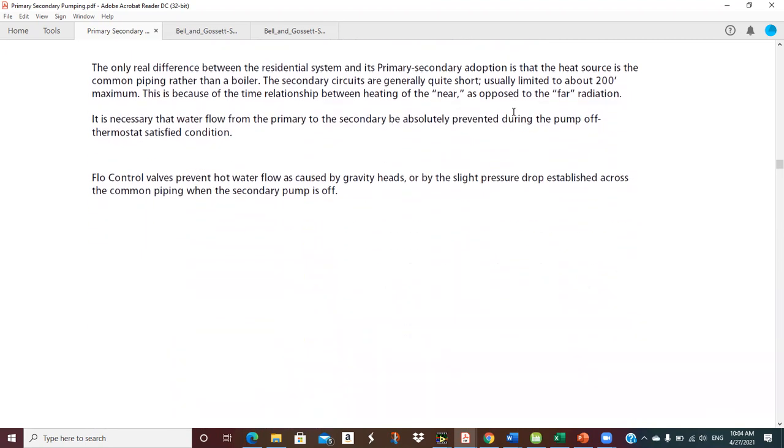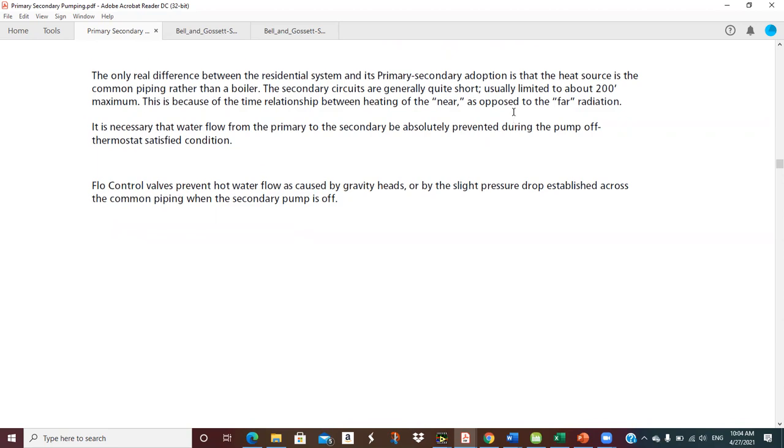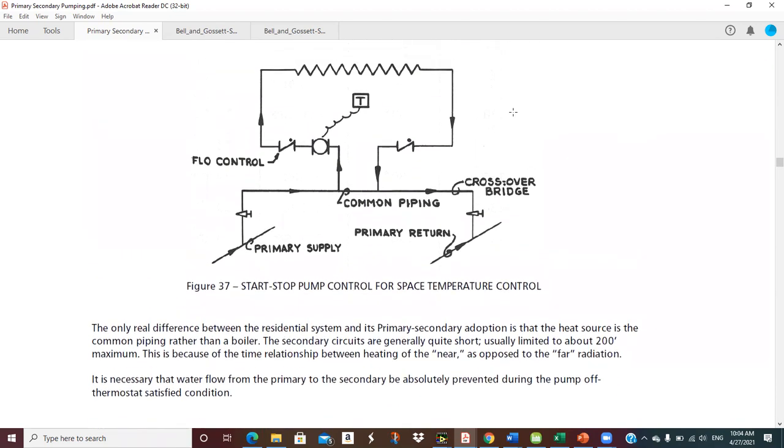So flow control valves prevent hot water flow caused by gravity heads or by the slight pressure drop established across common piping when the secondary pump is off. And we got more detailed diagrams below. We try to make this common pipe as short as possible so we don't have any pressure drop across it, but you're going to have some pressure drop. That's just the world of friction. You can't really help that.